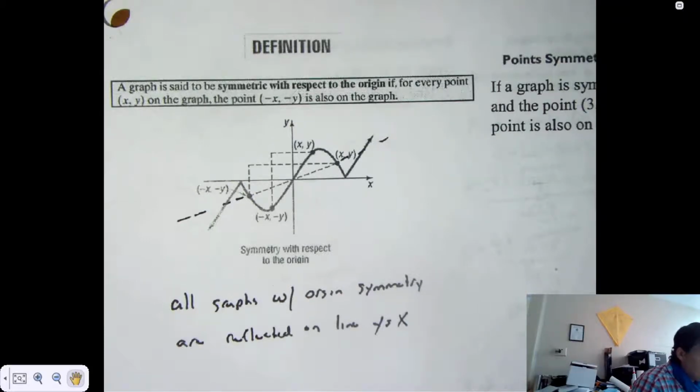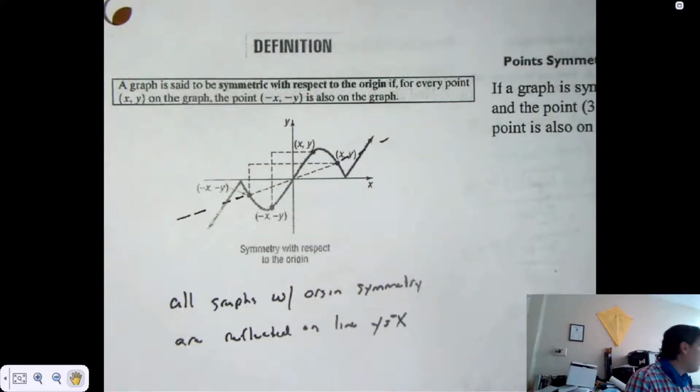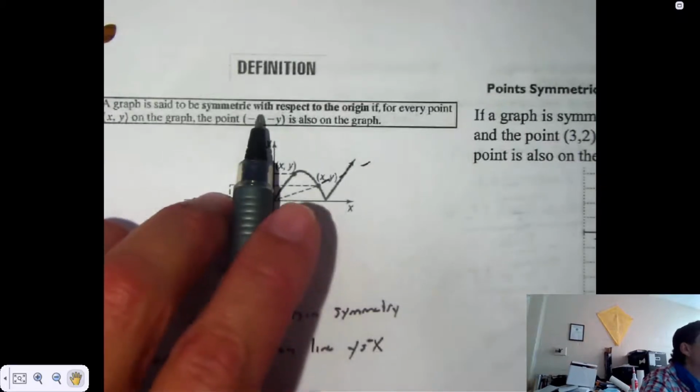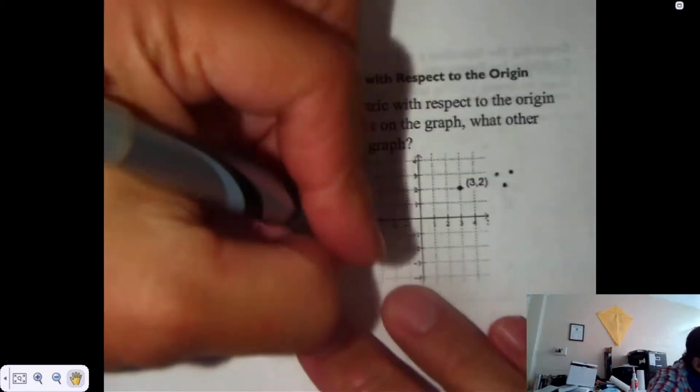Wait a second. Negative x. y equals negative x. So first we get to work with a nice little point. The graph is symmetric with respect to the origin. The point 3, 2 is on the graph. What other point is also on the graph? Yeah, if you look over at your rule, it says change signs on both. Negative 3, negative 2.